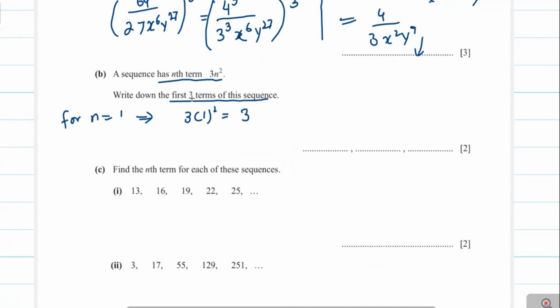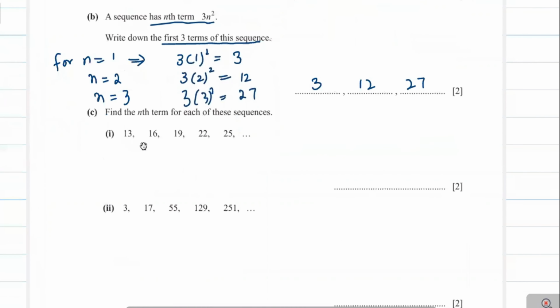Next, write down the first 3 terms of this sequence. Now the second term, you see here, is n equal to 2. You can write it as 2 power 2. That's value 4, 4 times 3 is 12. And we take n equal to 3. Now 3 into 3 square, 3 square is 9, times 3 is 27. The answer is 3, 12, 27.